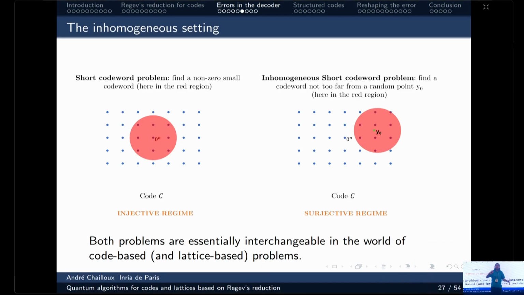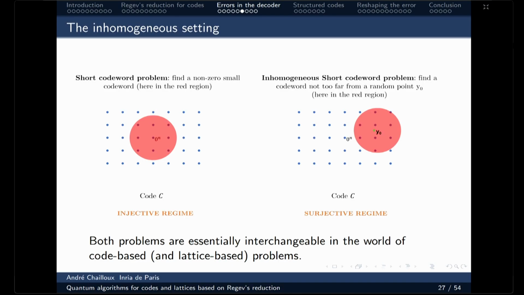So now I only look at this surjective problem, so at our target problem. On the left, I put the short code word problem that I defined earlier. And then I'm going to define the inhomogeneous short code word problem, which is this problem, but you shift with a random y0. So instead of looking for a code word which is close to 0, or after the reduction, a dual code word which is close to 0, you're looking for a dual code word which is close to a randomly chosen point in the space, which doesn't have to be a code word anymore. So you choose a random y0 and ask: find me a dual code word close to y0.